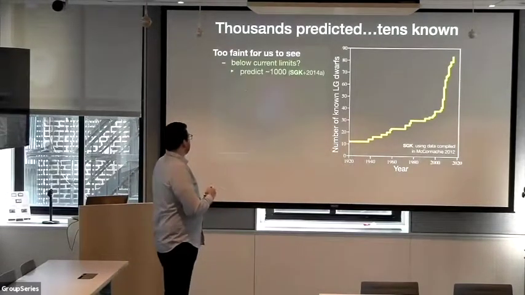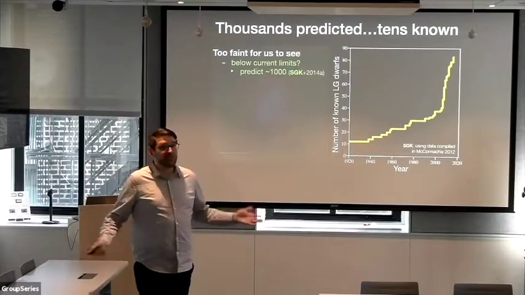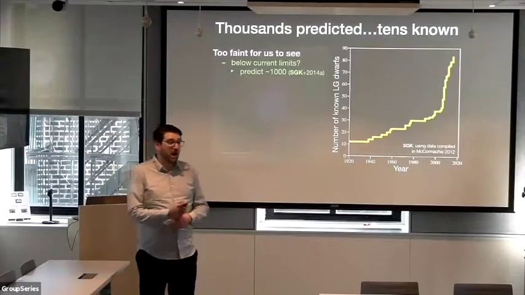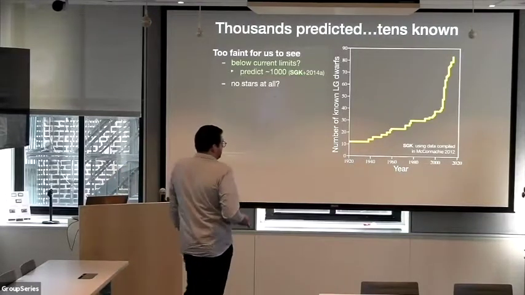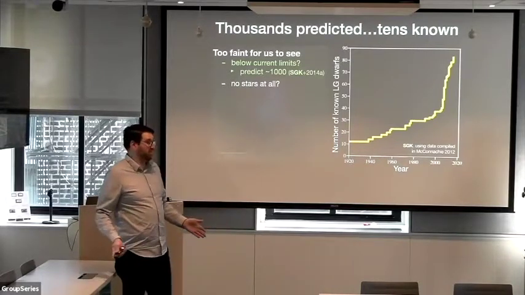So if the answer is that these galaxies are just too faint for us to see, but they have stars, then we predict about 1,000 of them in the local group. Something like LSST should find a lot of these when it comes online in 2021. The other possibility is that these have no stars at all, right? Maybe they didn't form any stars whatsoever.